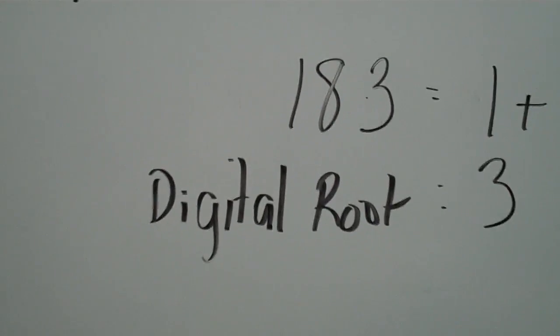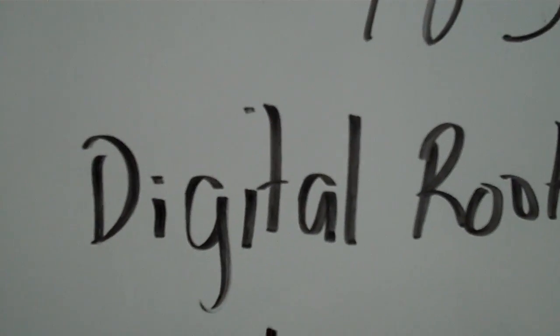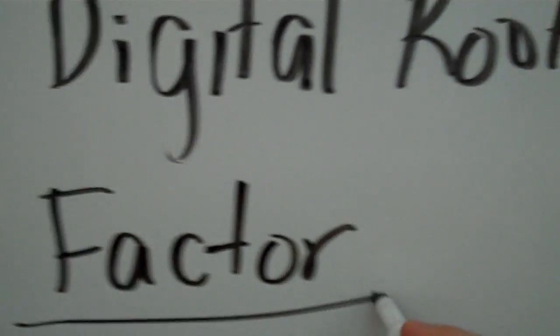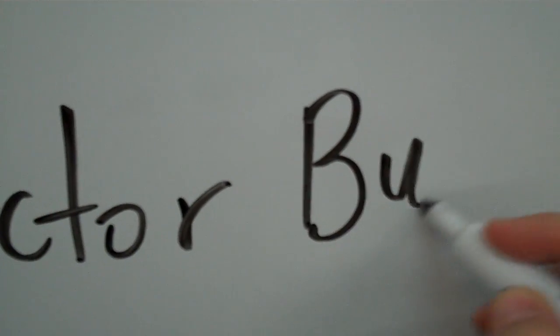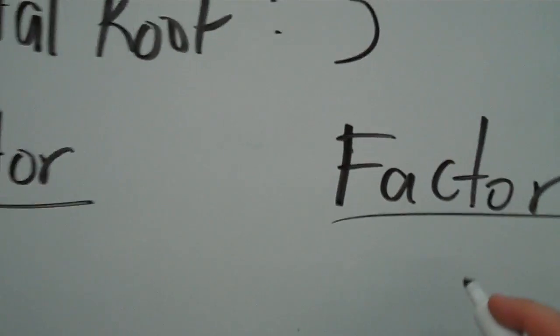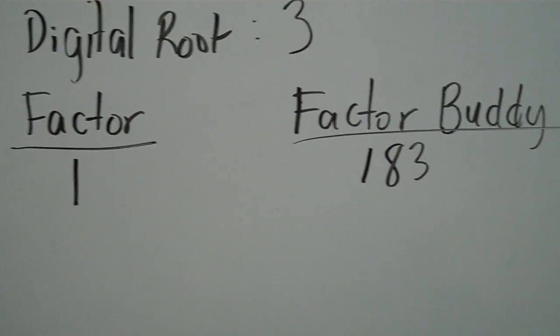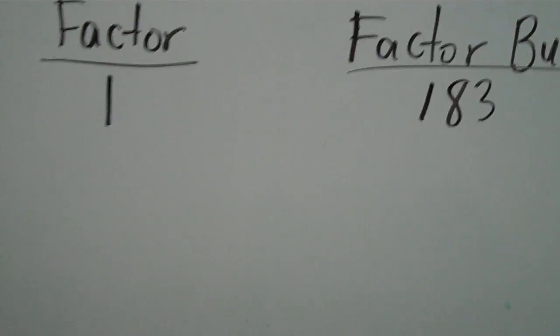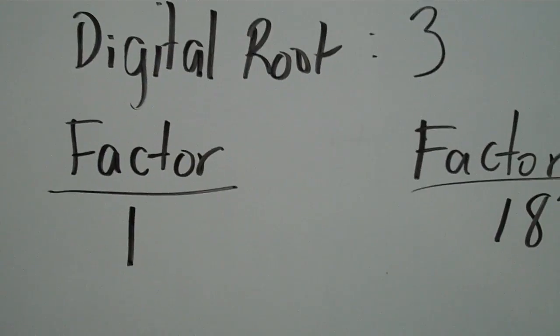So the next step is we want to start off with our factor side and our factor buddy side. This is very similar to what your homework looks like. We'll start with the factor side using our divisibility rules. Well, of course, 1 goes into any whole number, and the factor buddy for 1 is obviously the number itself, 183. So we have our first factor pair, 1 and 183. Then let's think of our divisibility rules. For 2, it is any even number. Well, 183 is not an even number. Therefore, it is not divisible by 2.